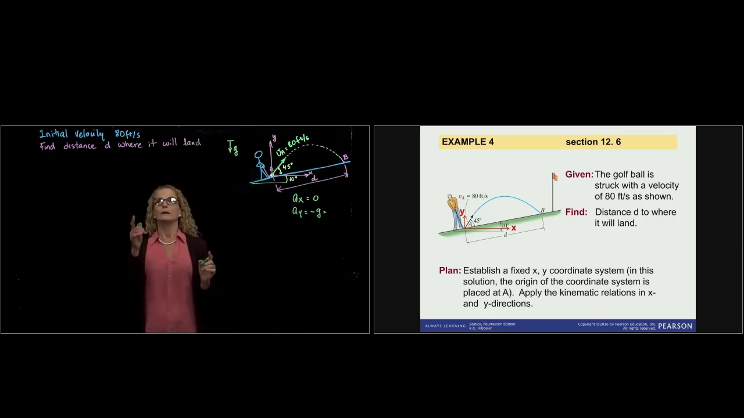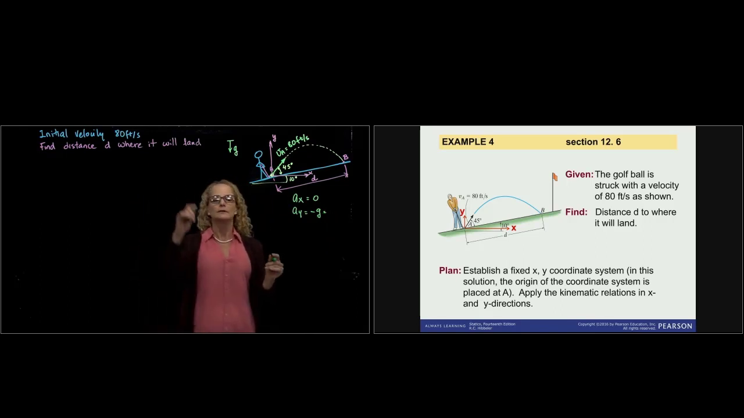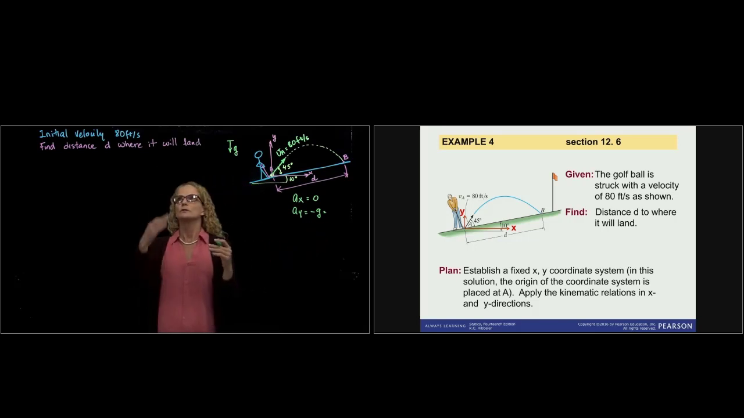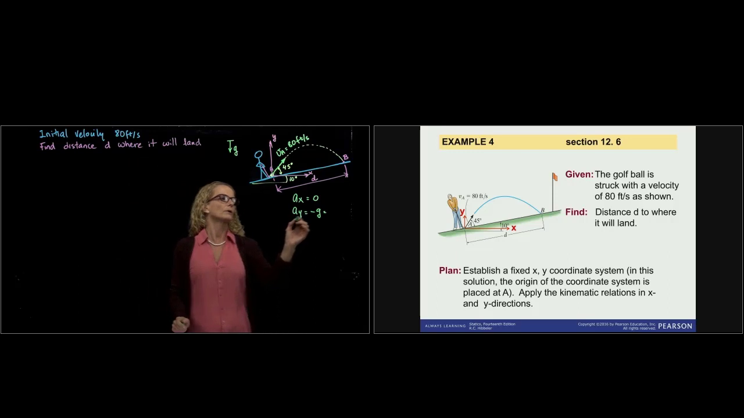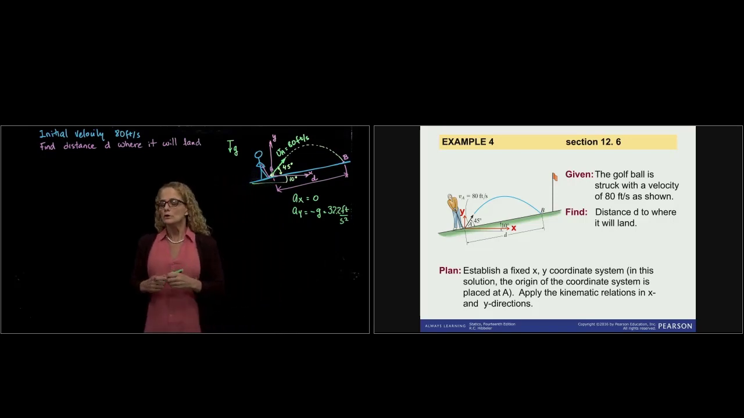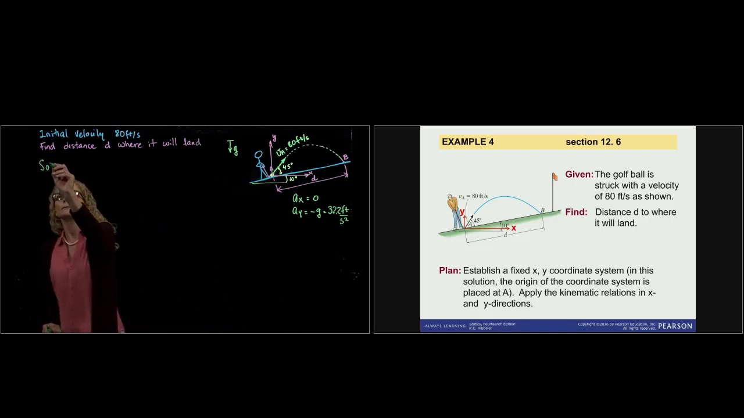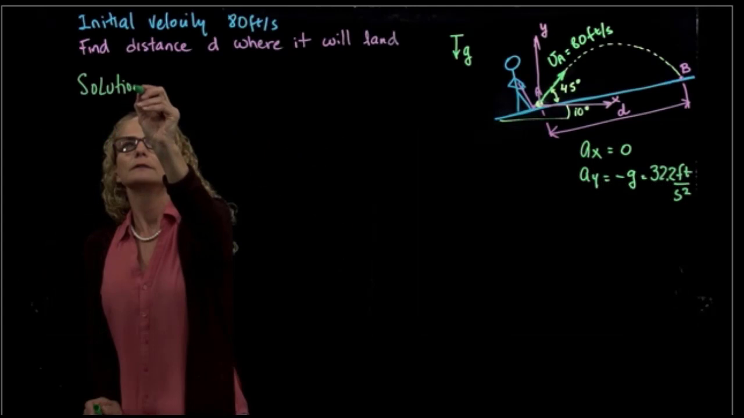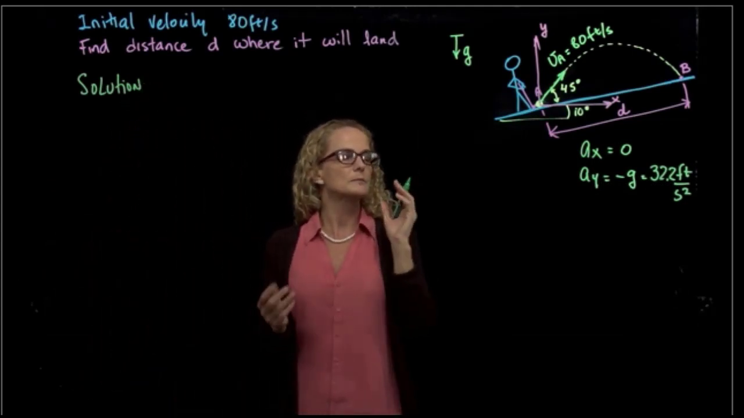Be aware that if we are talking about units in the British system, which is feet and seconds, as given in the velocity, our gravity is 32.2 feet per second squared. So the solution of this problem is very similar to the other problems in projectile motion.